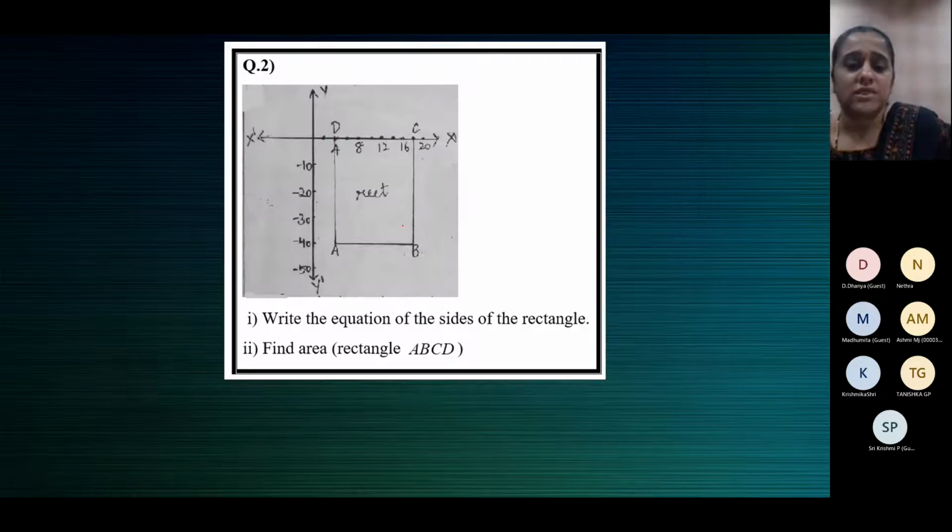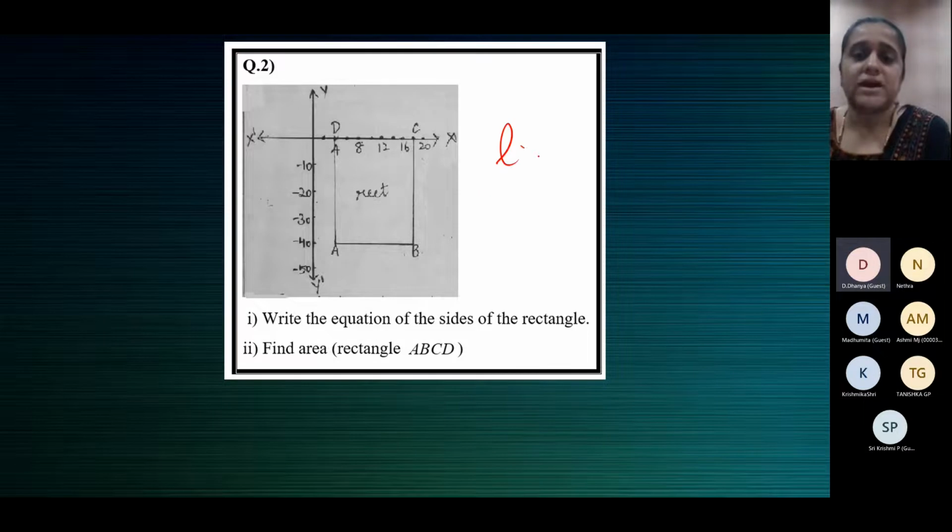Good, children. Now, what will be the address of this point? What are the coordinates of this point, children? 2, 0. So this is 2, 4, 6, 8, 10, 12, 14, 16, 18, 20. Okay. And what about the area of the rectangle ABCD? What's the formula to find the area of a rectangle? Length into breadth, ma'am.